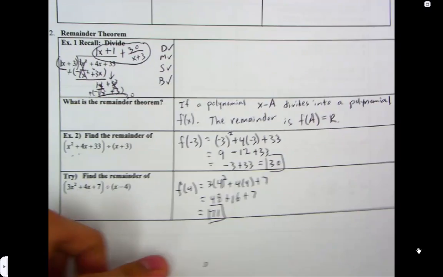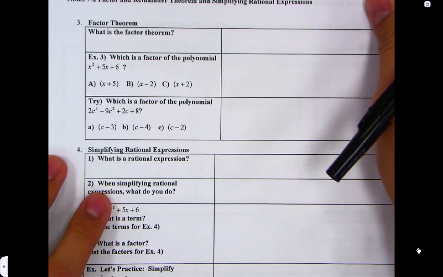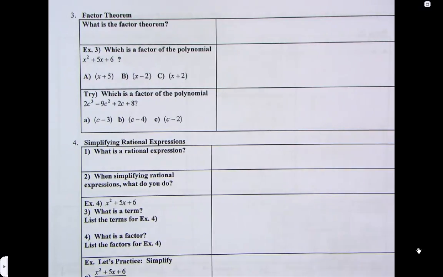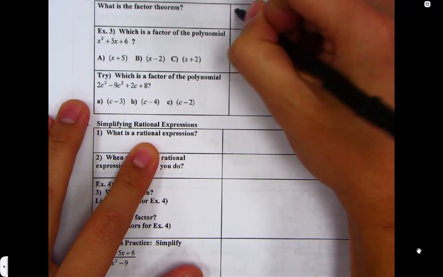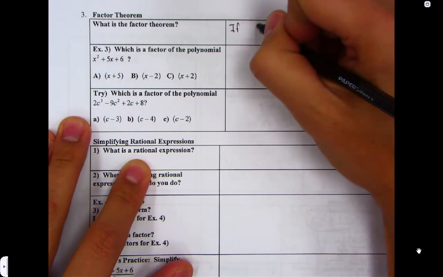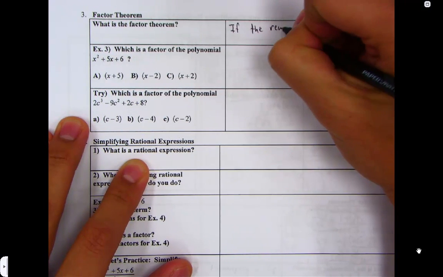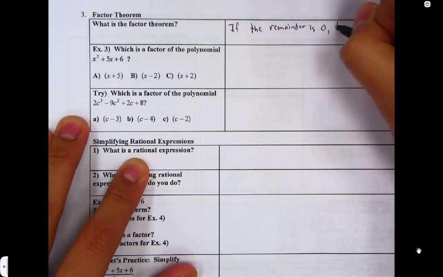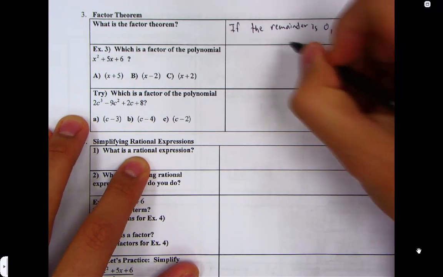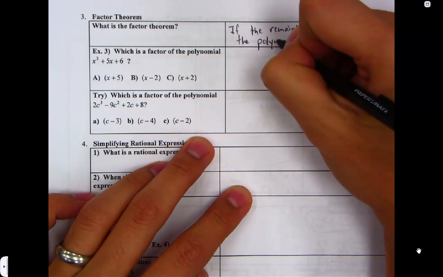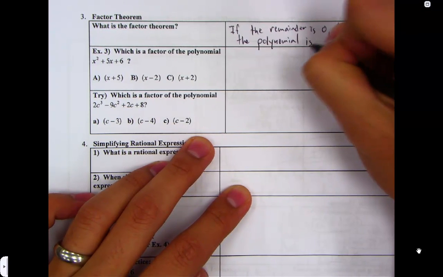Right. Moving on, next page. Factor theorem. What is the factor theorem? Basically, the factor theorem says if the remainder is 0, then the polynomial is a perfect factor.